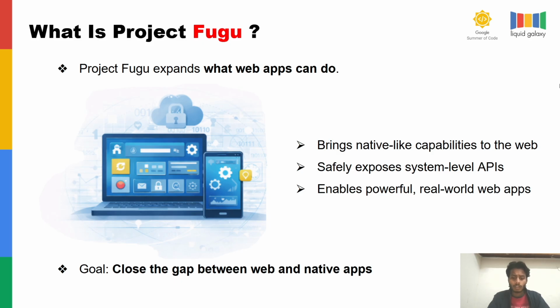This is a very important point. Project Fugu does not give unrestricted access to the system. Instead, it follows a permission-based and secure approach. Users are always aware of what access an application is requesting, and browsers enforce strict security boundaries. Because of this, developers can build powerful real-world web applications without compromising safety.